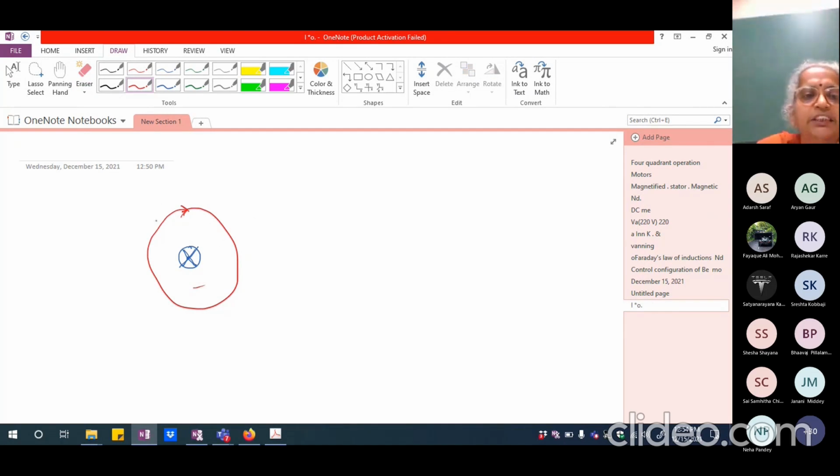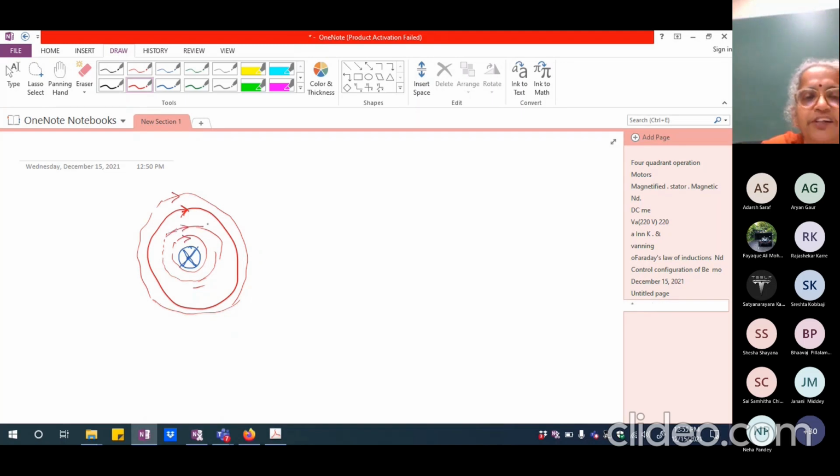There will be several concentric lines. I will have an inner line like this, one more inner line like this, and so on. So I will have many magnetic field lines going concentrically around this particular conductor. Whenever I talk about only one conductor carrying current, the magnetic field line is going to be in a particular direction.